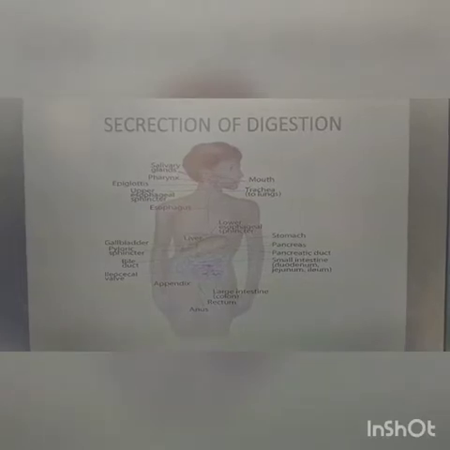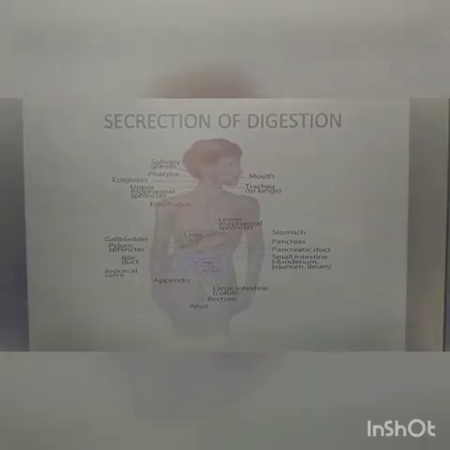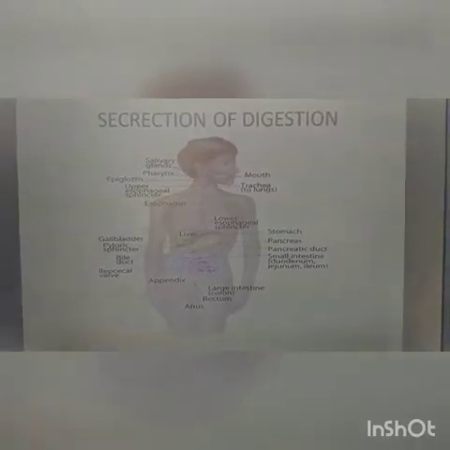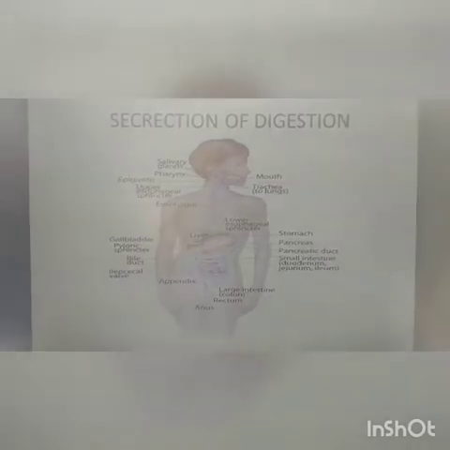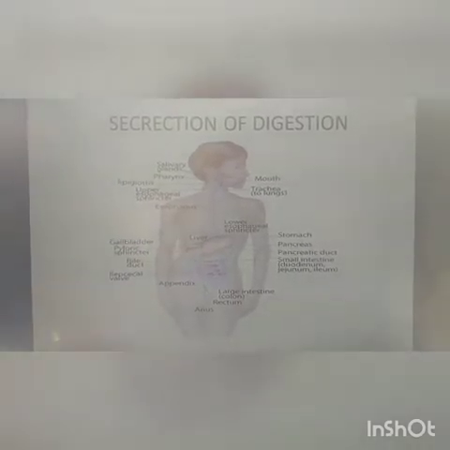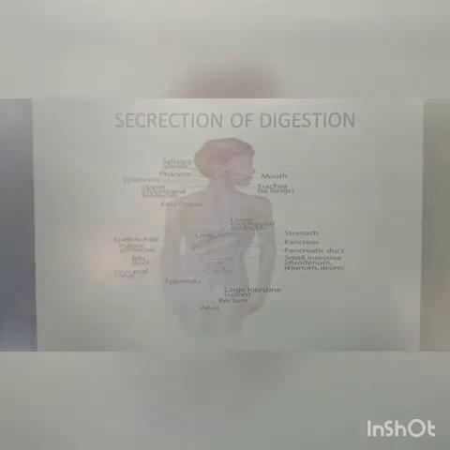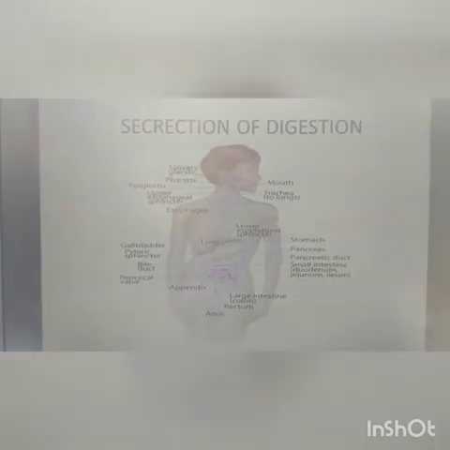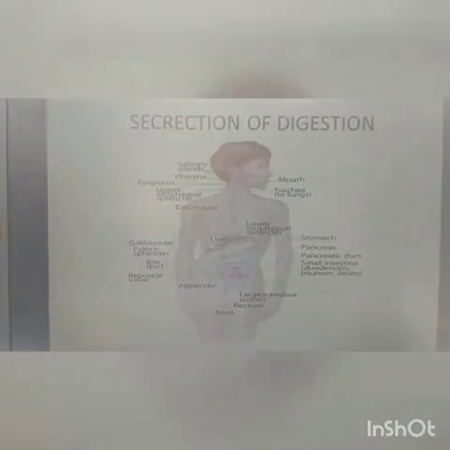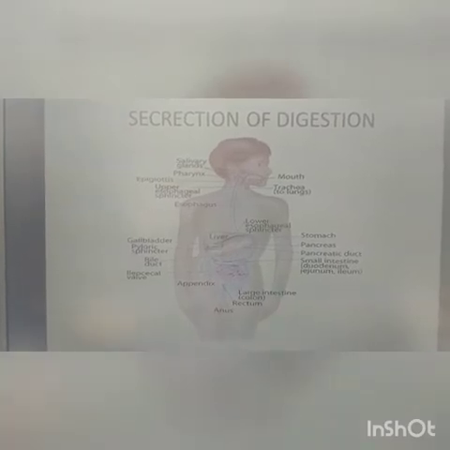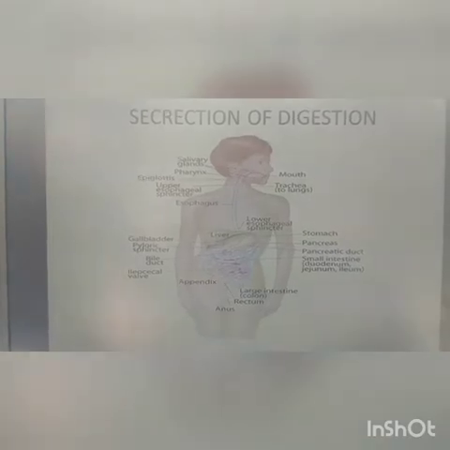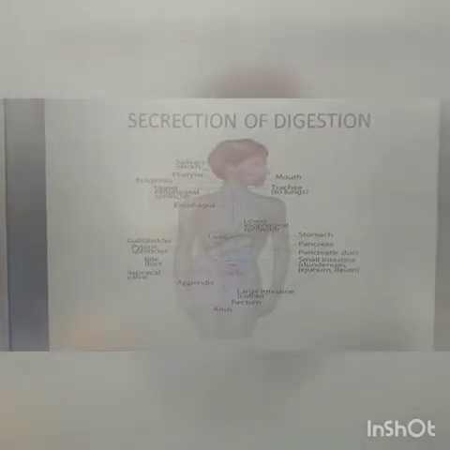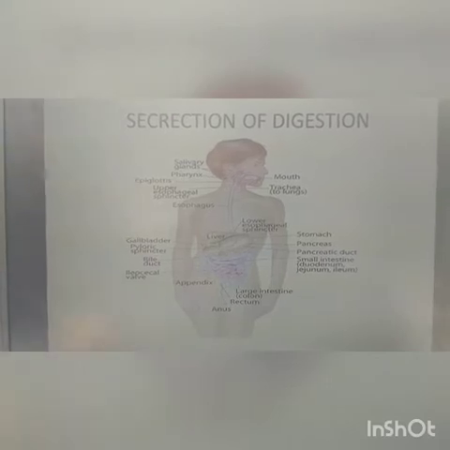Move to the secretion of digestion. Secretion of digestion is the breakdown of food into nutrients for our body, which requires secretion from 5 organs. The first is the salivary gland, second the stomach, third the pancreas, fourth the liver via the gallbladder, and fifth the small intestine.